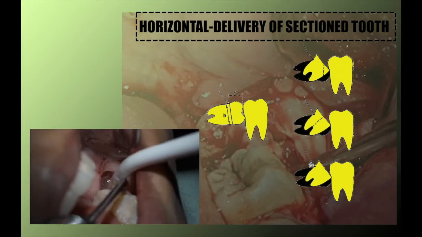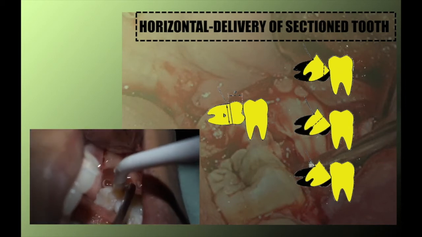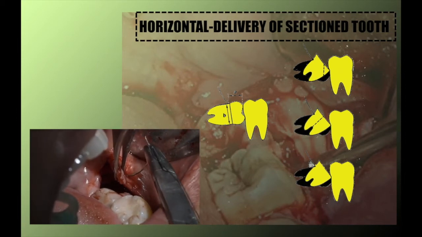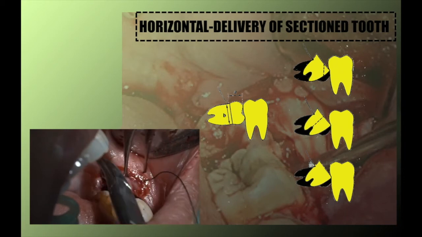After retrieval, debridement is performed, which includes saline irrigation. Once bleeding is controlled, we then suture the incisions.